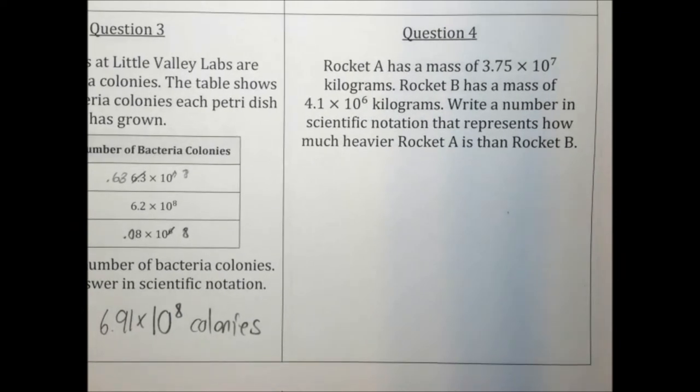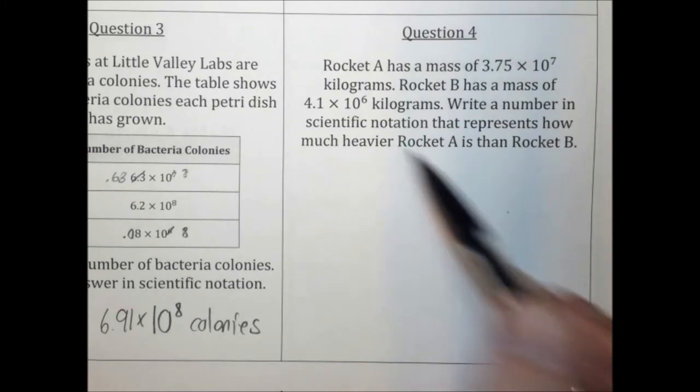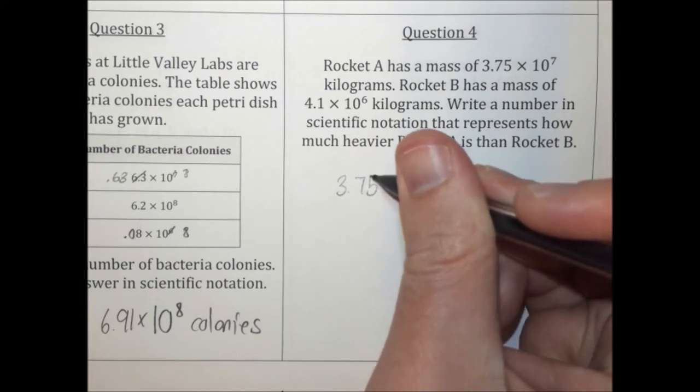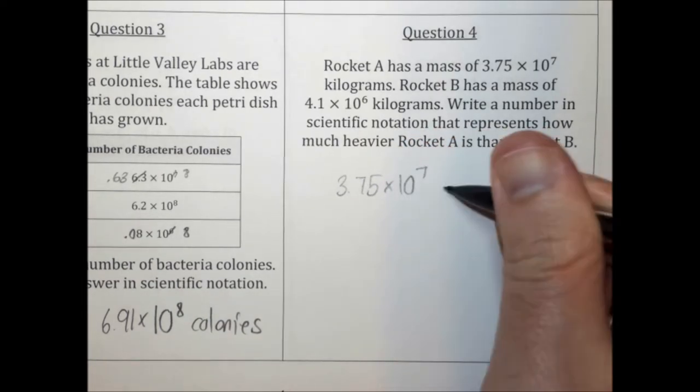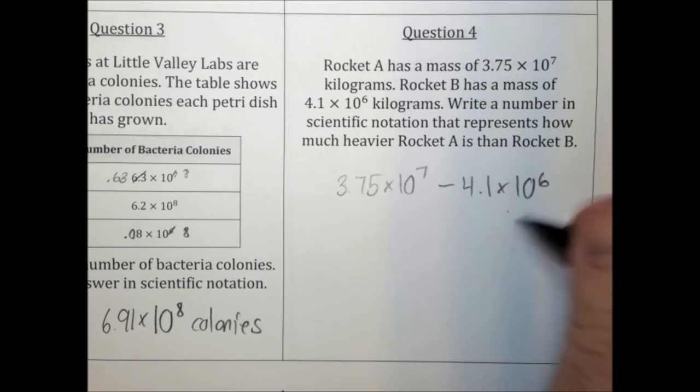Question 4. Rocket A has a mass of 3.75 times 10 to the 7th kilograms. Rocket B has a mass of 4.1 times 10 to the 6th kilograms. Write a number in scientific notation that represents how much heavier Rocket A is than Rocket B. If we want to find out how much heavier something is, we should subtract. So we should subtract the bigger one, which is Rocket A, minus the smaller one, which is Rocket B.